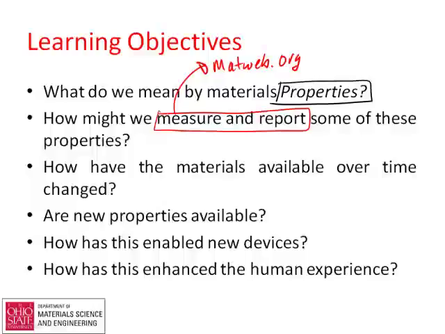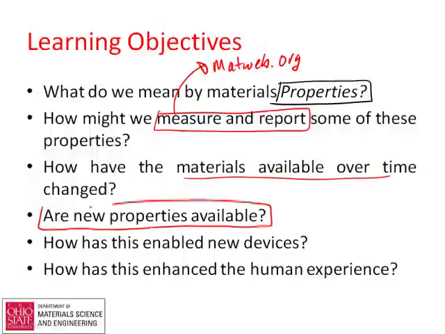What's really interesting, and what I want to talk about now, is this continual evolution that is kind of hard to see if you don't look for it, but if you look for it, by gosh, you can see it's really there. How have the materials that are available and their properties changed over time? There are indeed materials with new properties that are available. These have enabled, and are key in developing, new devices, and this has really enhanced the human experience.